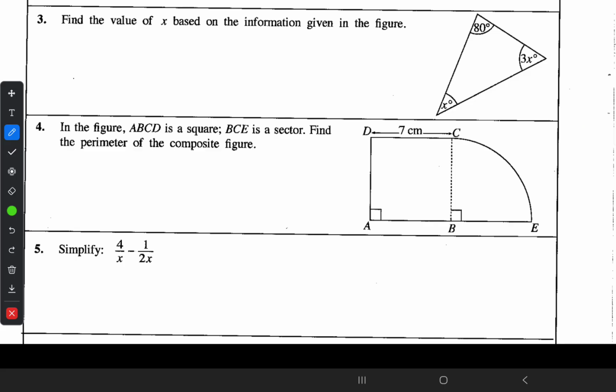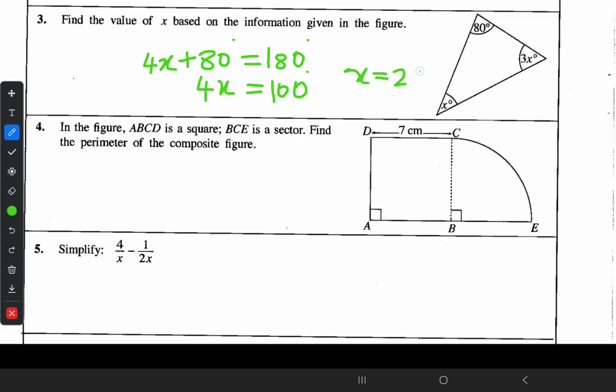Okay, so x plus 3x, that means 4x plus 80 equals 180, since the sum of interior angles in a triangle is 180. Then 4x would equal 180, and the plus 80 becomes negative 80. So 180 minus 80 is 100. To find x, you should divide 100 by 4. X would be equal to 25 degrees.